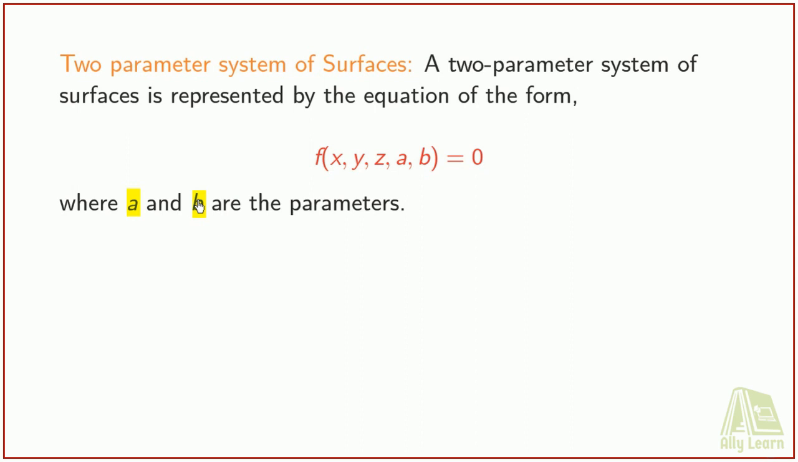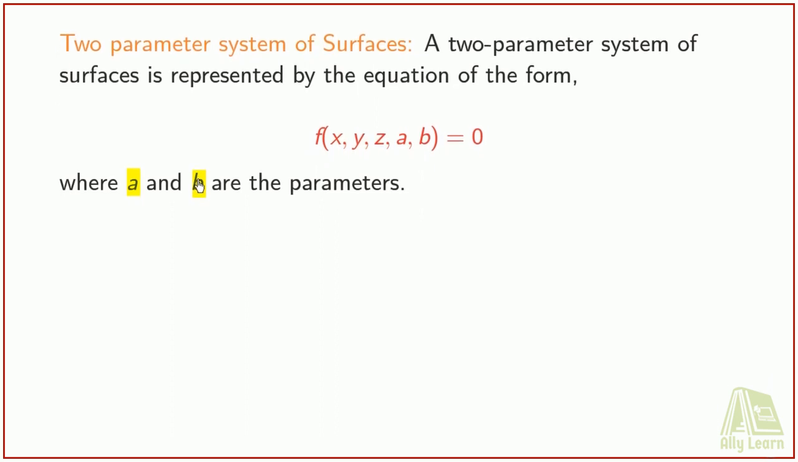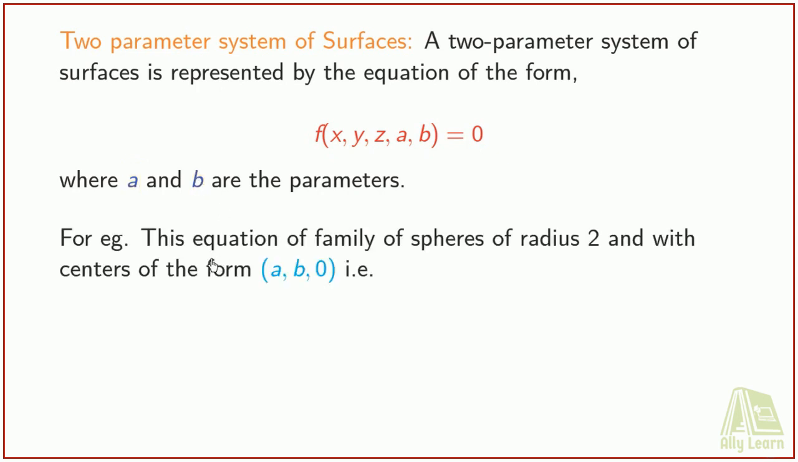Now let's look at an example of a two parameter system of surfaces. We will consider a similar example as that of a one parameter system of surfaces. There we considered a system of surfaces whose centers were lying on the y-axis, so the centers were 0, a, 0. Here, the centers won't be only on the y-axis. The centers will be depending on two parameters, and that will form a two-parameter system of surfaces. So let's see the example. The equation of family of spheres of radius 2 and with centers of the form a, b, 0. Okay. So this is a family of spheres having radius 2 and centers a, b, 0.